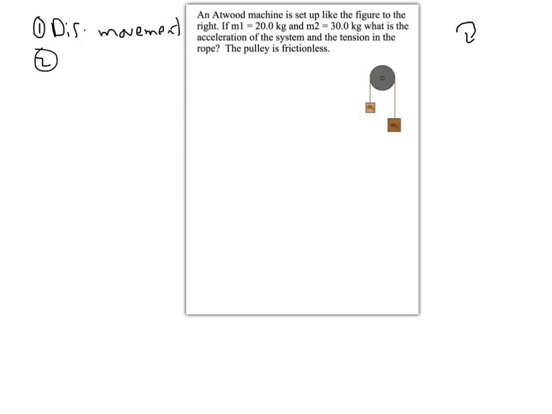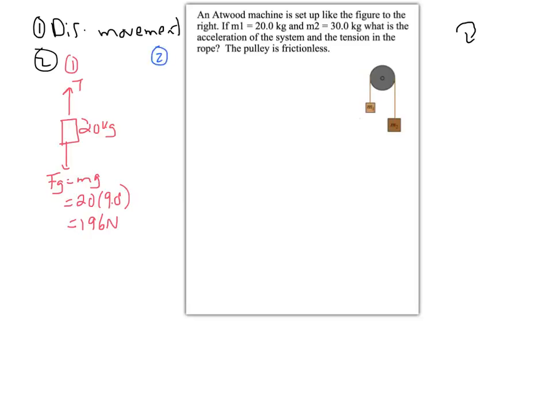Second step, we need to draw a free body diagram for each one. So let's take a look at mass number 1 first. Mass 1 is over here. We know mass 1 is 20 kilograms. We know it has a tension up. We know it has force of gravity, mass times gravity, which is 20 times 9.8, which is 196 newtons going down.